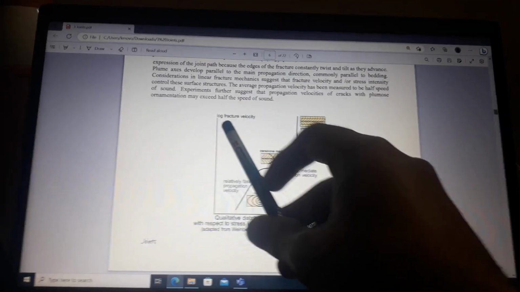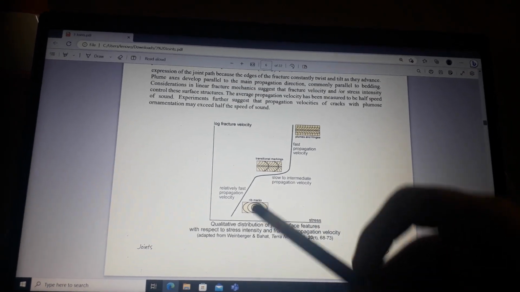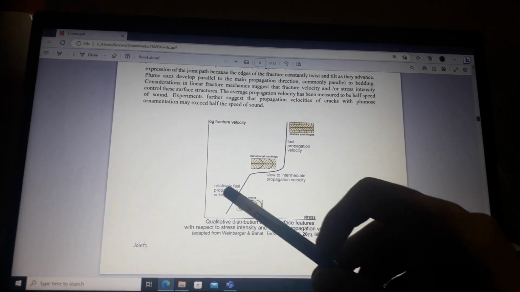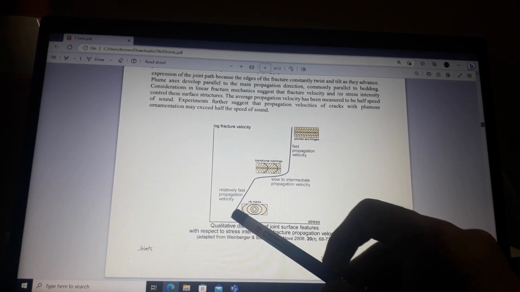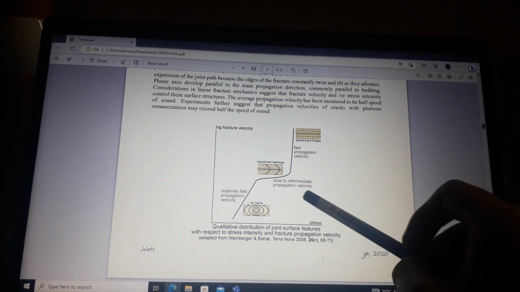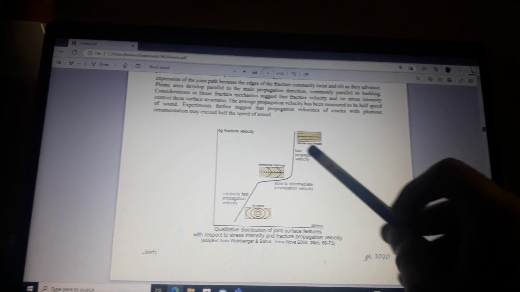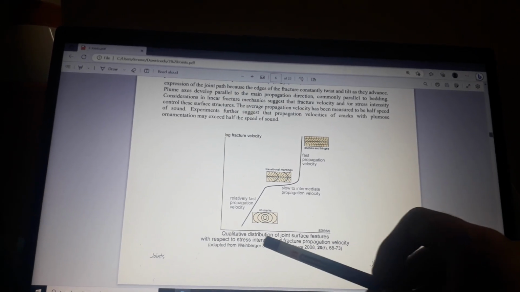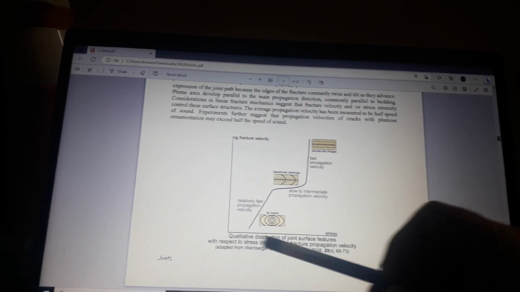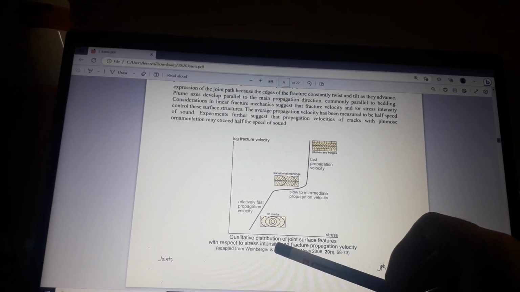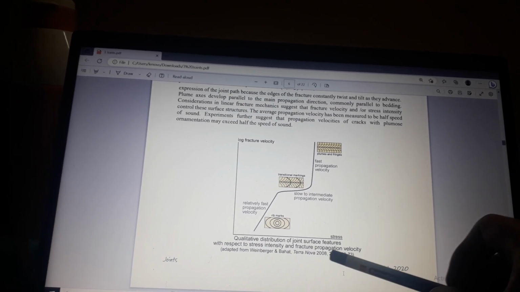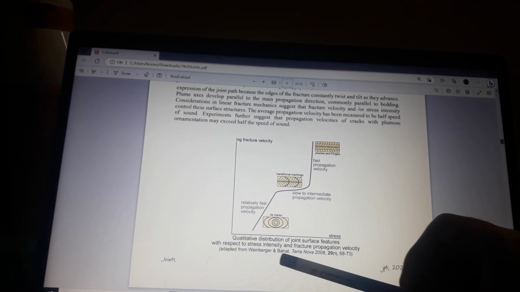This is log fracture velocity, this is stress, this is rib marks, this is relatively fast propagation velocity, this is slow to intermediate propagation velocity, this is translational markings, this is fast propagation velocity, this is plumes and fringes. This is the qualitative distribution of joint surface features with respect to stress intensity and fracture propagation velocity.